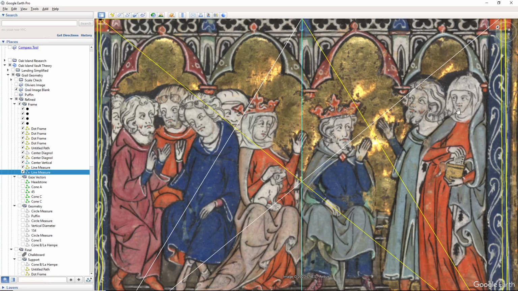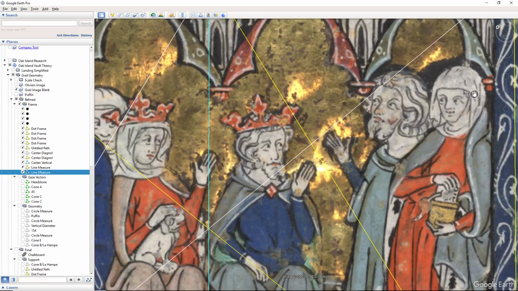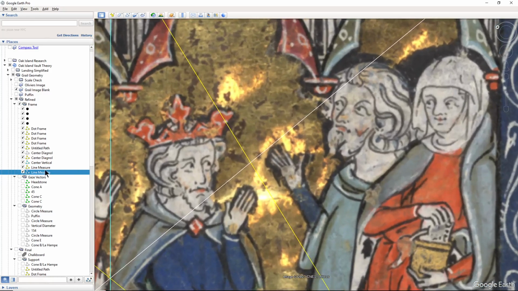Now, notice, we have the two. This is the false Guinevere. This is Queen Guinevere. I believe this is King Arthur, and this is a knight. And so we'll start over here with the false Guinevere, and we have to establish somewhat of a rule here and how we're going to draw our lines.